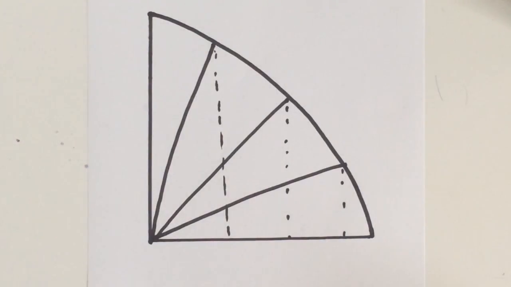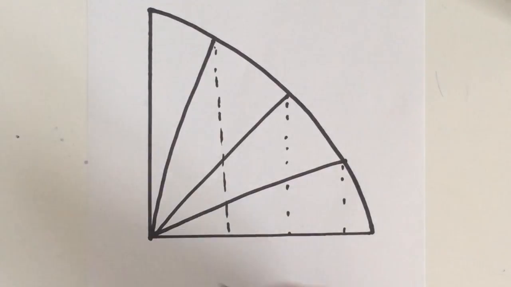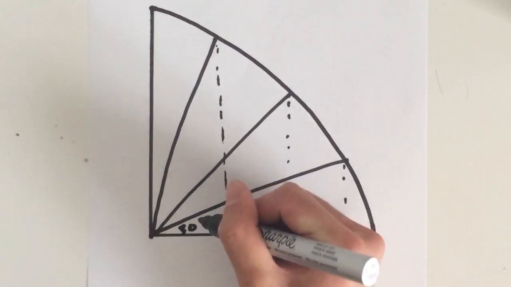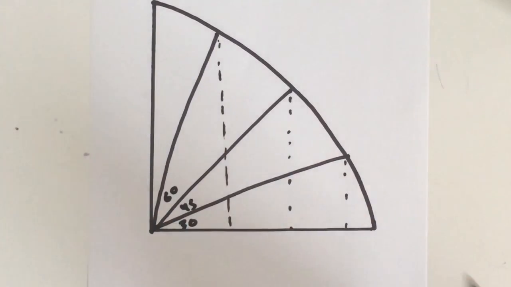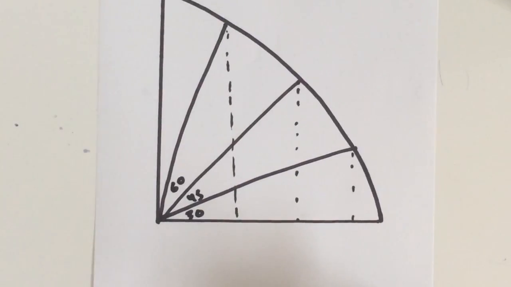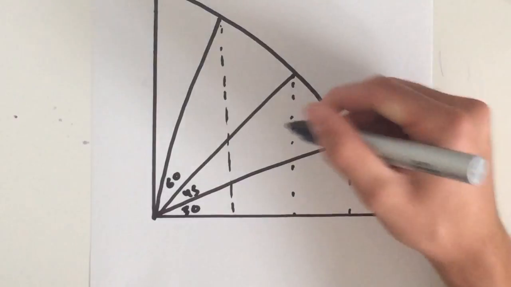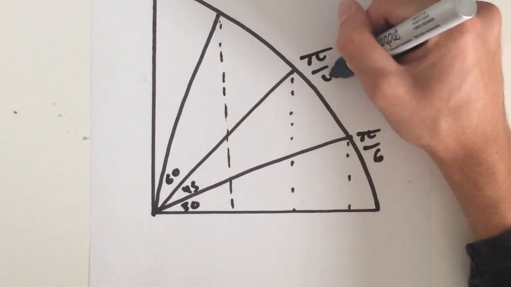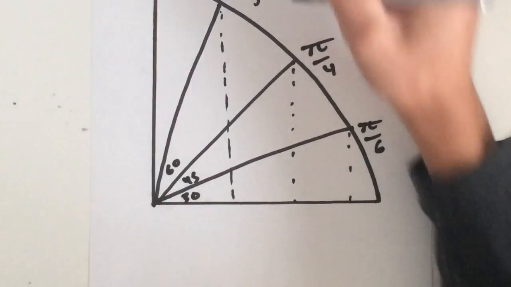Each quadrant is numerically similar. If we take a look at quadrant 1, we can see that a 30-degree triangle, a 45-degree triangle, and a 60-degree triangle are created. At 30 degrees, the radian value is pi over 6. At 45, it is pi over 4, and at 60, it is pi over 3.